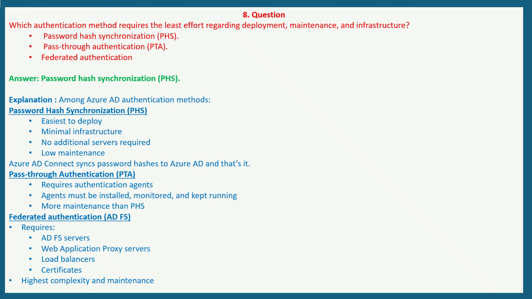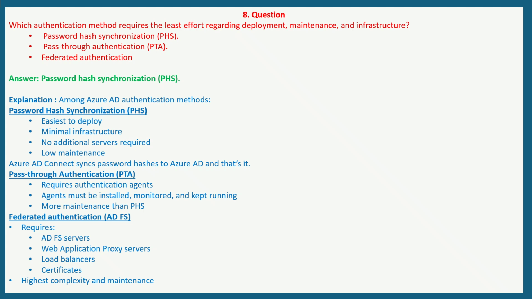Question number 8. Which authentication method requires the least effort regarding deployment, maintenance and infrastructure? So we have three authentication methods: password hash synchronization PHS, pass-through authentication PTA, and federated authentication. The correct answer is password hash synchronization PHS. Here we have the explanation why we chose this option.